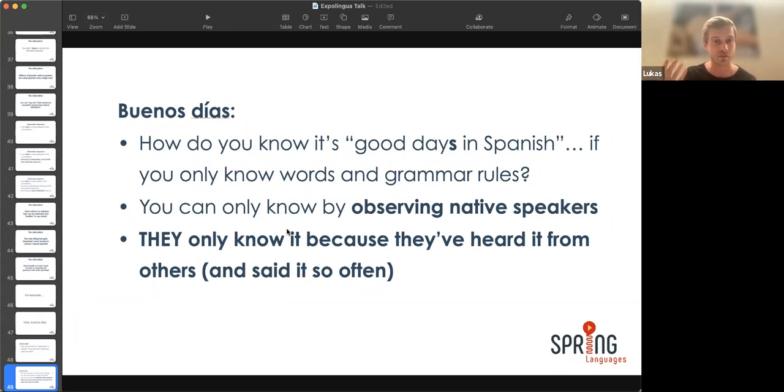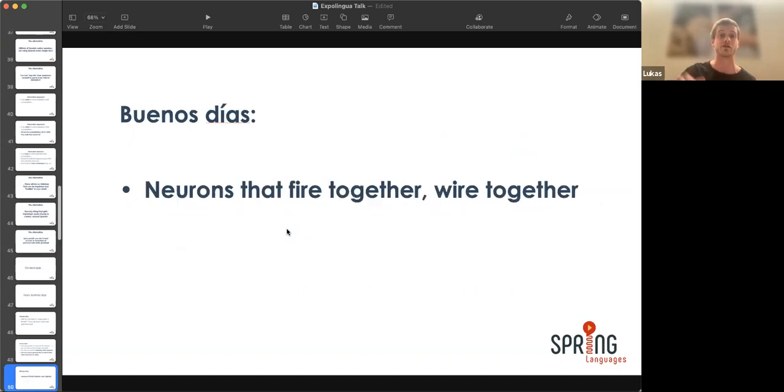Native speakers also don't think about the word gender for día. Is it el día or la día? Is it masculine, feminine? Do you need to say buenos or bueno? And is it plural or singular? People don't think about that. They just speak. Why? Well, because it's a chunk, right? It's a pattern. It's something they've said so often, they've heard so often that it's imprinted on their brain. You might have heard the quote before: neurons that fire together, wire together, in your brain.